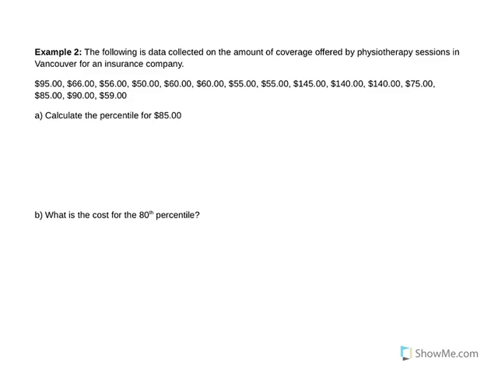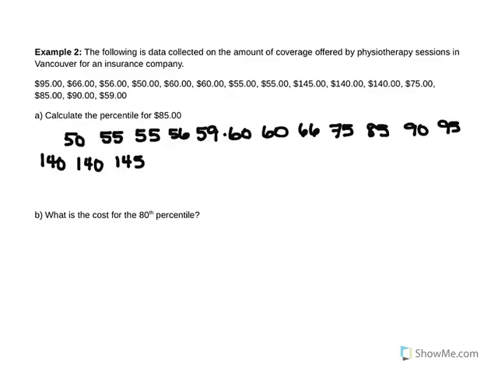For the next example, the following data is collected on the amount of coverage offered by physiotherapy sessions in Vancouver for an insurance company. In order for us to do this, we want to put them in order. So I'm going to have you pause the video, and I want you to put these numbers in order from least to greatest. Okay, once you have your numbers in order, they should look something like this. Part A says calculate the percentile for $85. You have to put them in order or else it's not going to work because you have to count how many are less than 85. And it's just a lot easier to put them in order first.